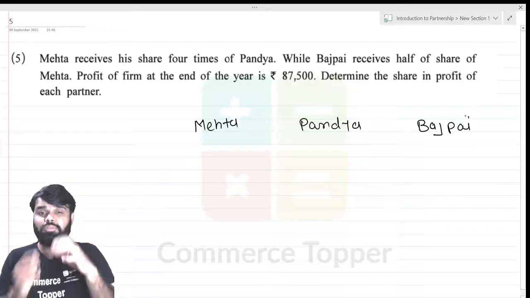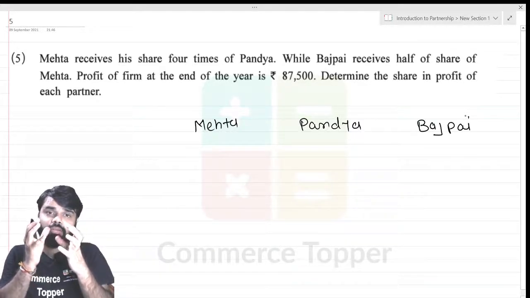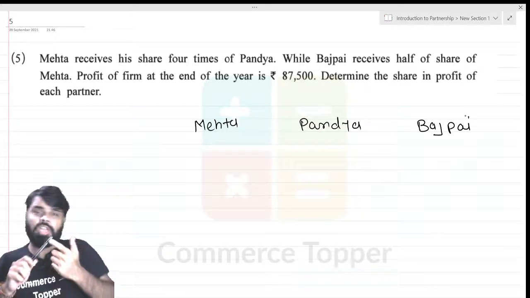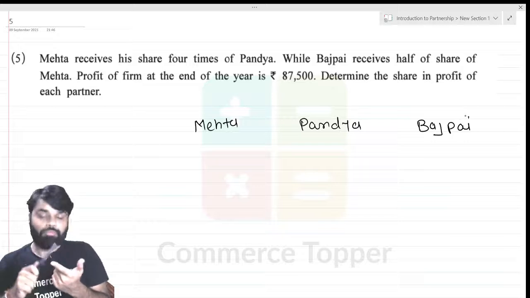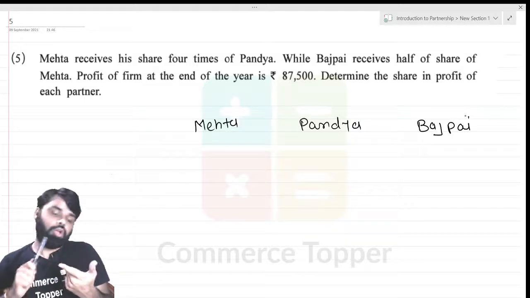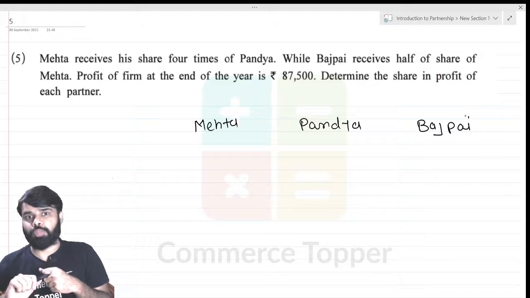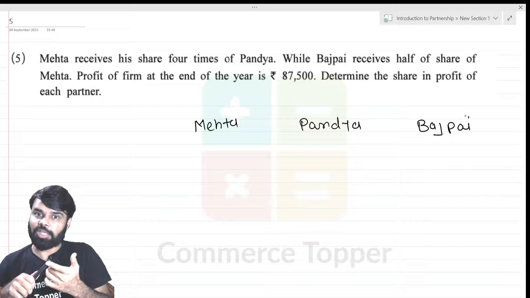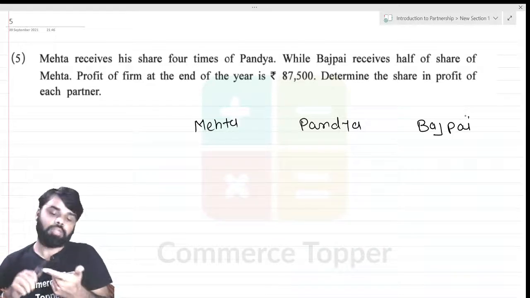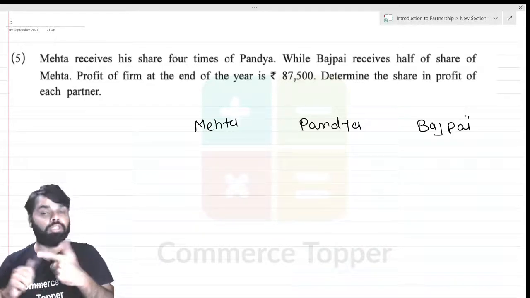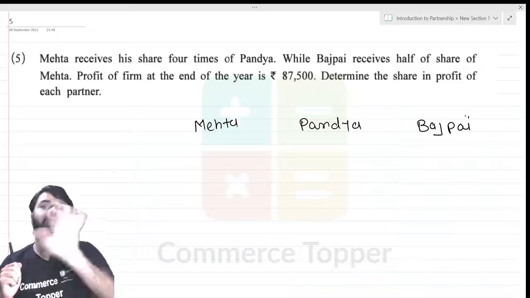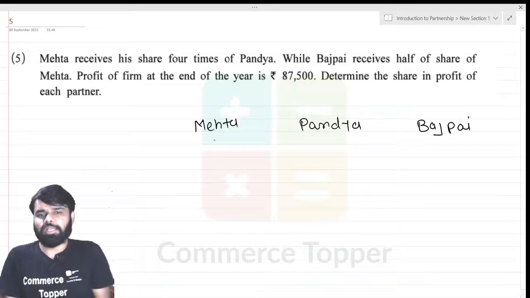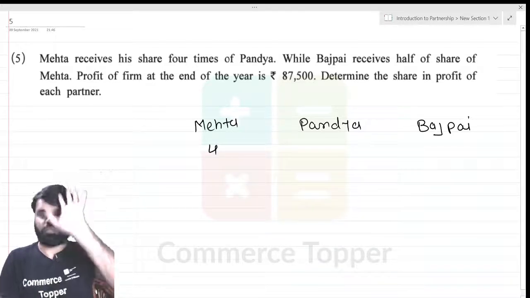Sir, I didn't understand whom we should start assuming first. First of all I should assume the share of Mehta, or first of all I should assume the share of Pandya, or first of all I should assume share of Bajpai. My answer is whomever you like. If you like Mehta, you can assume the share of Mehta. You like Pandya, you like Bajpai, you can. Mehta receives his share 4 times of Pandya. Okay, let's assume Mehta's share is 4.